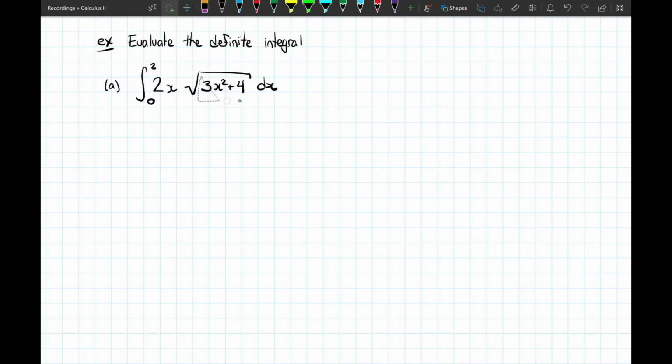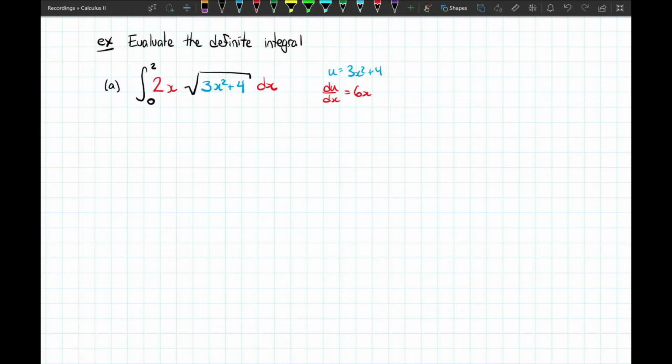See here, of course, inside the square root, we have a function of x, and the derivative of that inner function, 3x squared plus 4, well, that's going to get us 6x. Well, that's kind of convenient since we have a 2x on the outside here. So it looks like it's going to be a good substitution to use. u equals 3x squared plus 4.